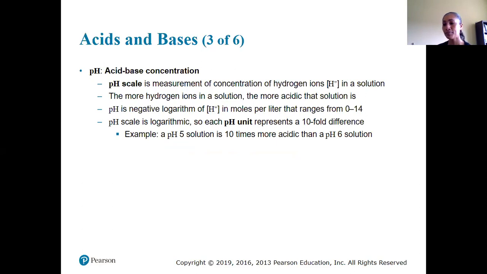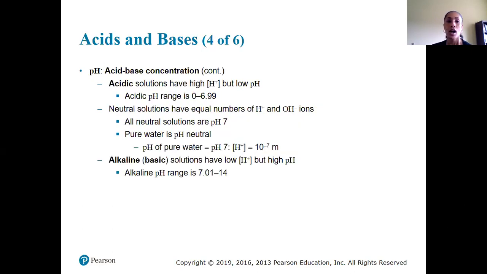So if we're looking at a difference between a pH of 5 and a pH of 7, then we've got tenfold times tenfold. So that pH of 5 is going to be 100 times more acidic than the pH of 7. Hope that makes sense.